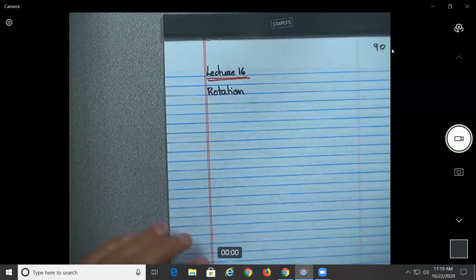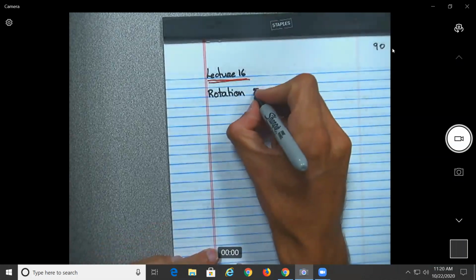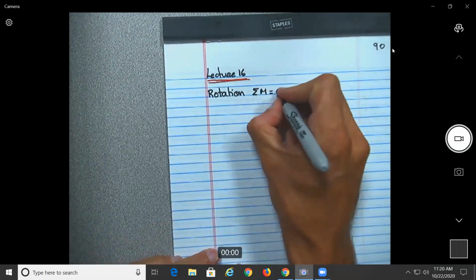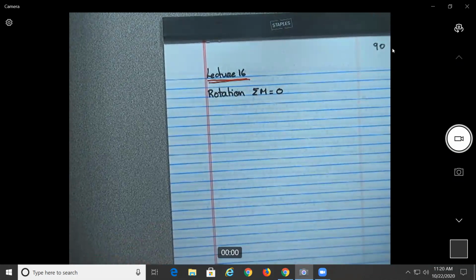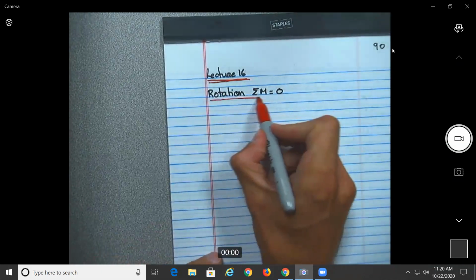So if we look at the rotation, we know we have to deal with the summation of moments equal to 0 equation. 0 is because we assume static. All right?